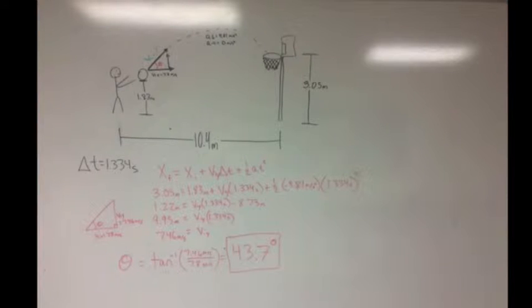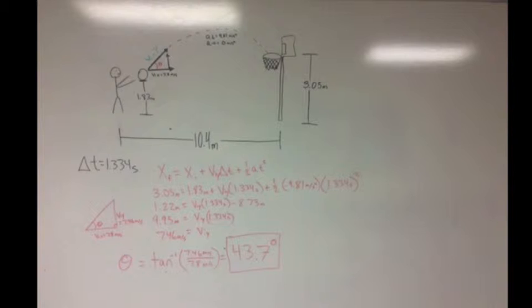To find the initial angle, we had to find the initial velocity in the y direction. To do this, we used the kinematic equation: final position equals initial position plus initial velocity in the y direction times time plus 1/2 acceleration times time squared. We plugged in the positions and vertical acceleration as well as the time that Tracker calculated for us. When solved, we found our initial velocity in the y direction to be 7.46 meters per second.